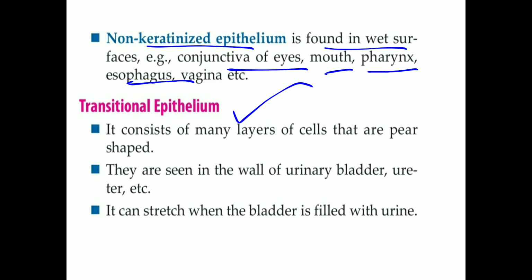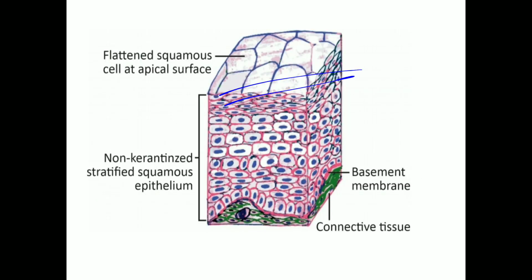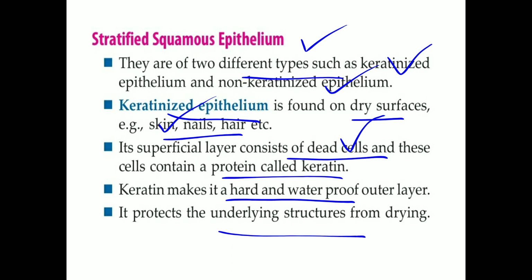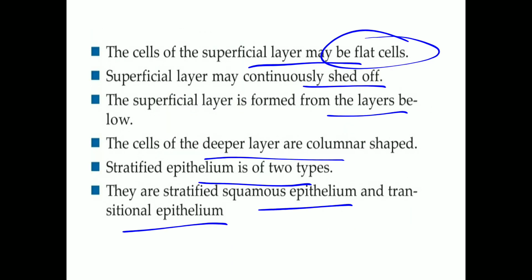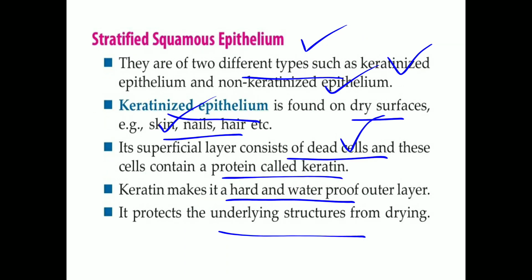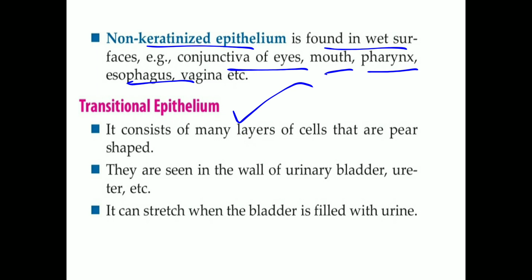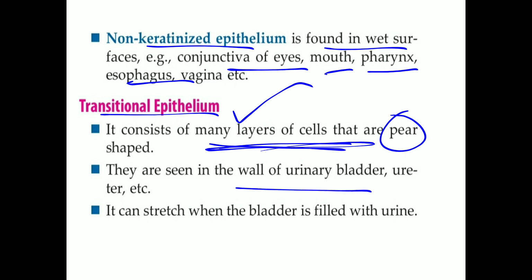Now transitional epithelium, which is another type in the stratified epithelium. Under stratified squamous epithelium, we have already discussed keratinized and non-keratinized epithelium. Now the next category is transitional epithelium. It consists of many layers of cells, as we already discussed, because it is a stratified epithelium, and these are pear-shaped cells. They are seen on the walls of the urinary bladder, ureter, etc.